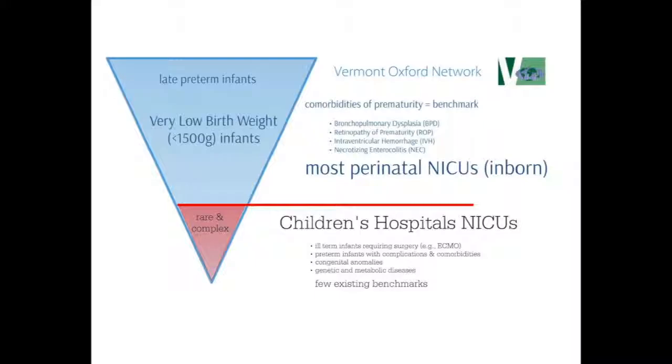And for those infants, the benchmark is for patients at a given gestational age or a given weight, what's your incidence of these comorbidities or outcomes? So among your babies that are less than 750 grams, how many of them develop intraventricular hemorrhage or necrotizing enterocolitis or bronchopulmonary dysplasia, which is a severe lung disease?